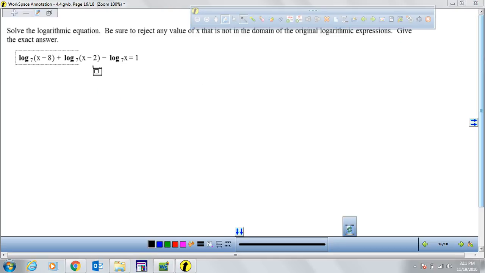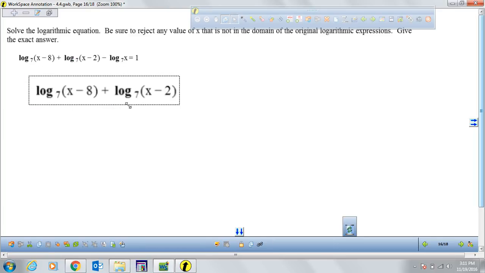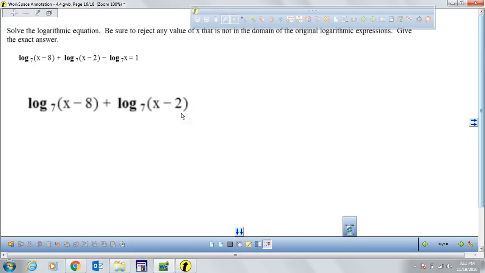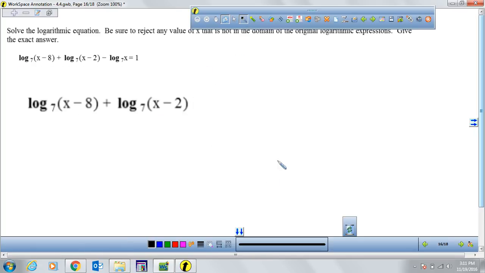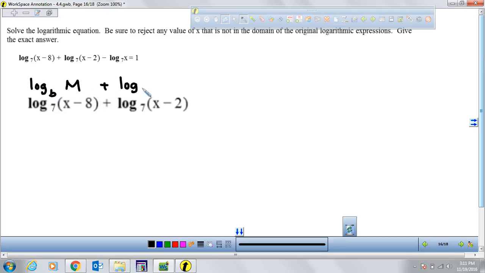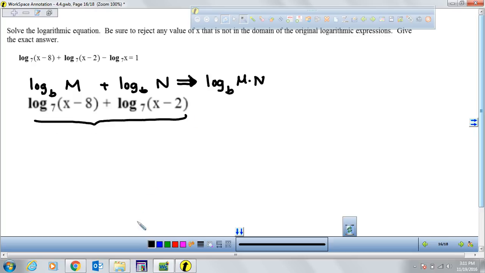Okay. First of all, I'm going to start off with condensing, right? So I'm going to condense the first two logs, these two. And then I'm going to work with the third one. Okay. So first thing, these two logs, if you see them, they look like this: log base b of m plus log base b of n, and according to the definition, that is equivalent to log base b of m times n.